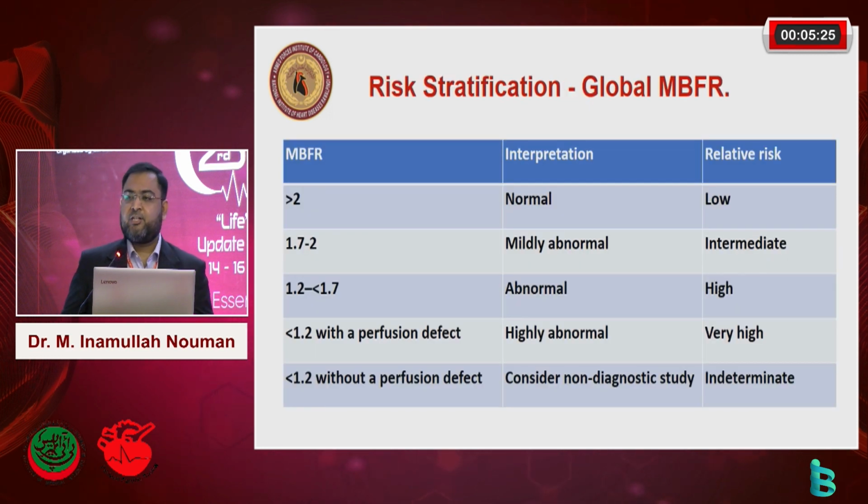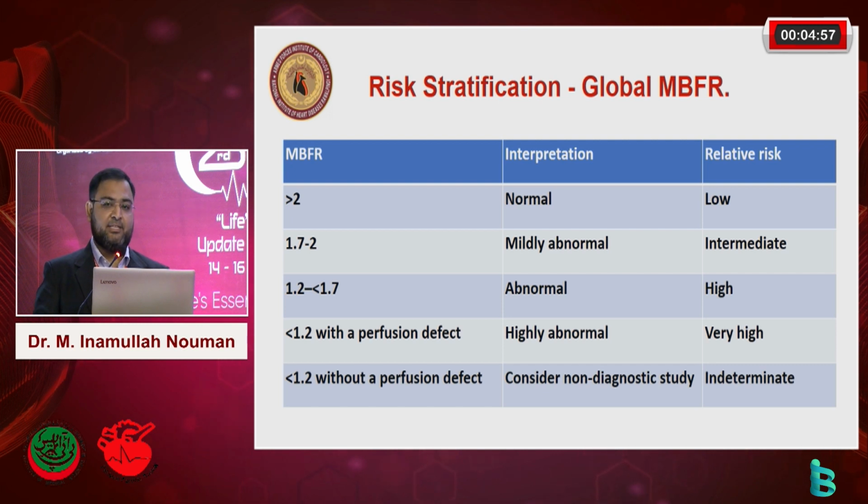So this is the general interpretation of MFR and relative risk in relation to the global MBFR. Typically, a value greater than 2 is associated with low risk and is interpreted as a normal scan. Studies show that an MFR value less than 1.6 is associated with a 6-fold increased risk of MACE.